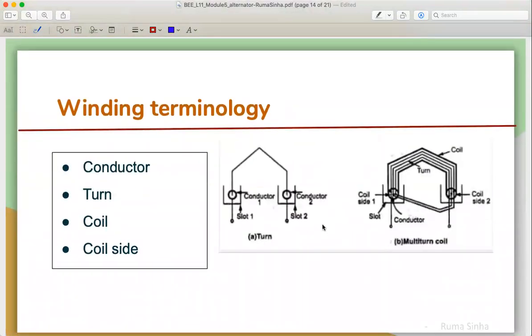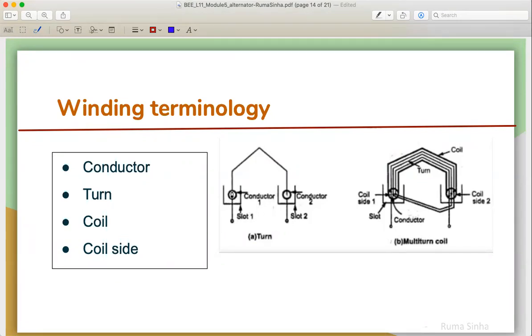Now, as we are talking about armature winding, we need to have a basic idea about some winding terminologies. Now, what is a conductor? Conductor is the conductor which we are placing in each slot. And that conductor has to be connected to another conductor to finally form the winding. Now, one conductor is placed in one slot, another conductor is placed in another slot. It is not in the adjacent slot. It is usually at a distant slot. We'll see how far it is in a short while.